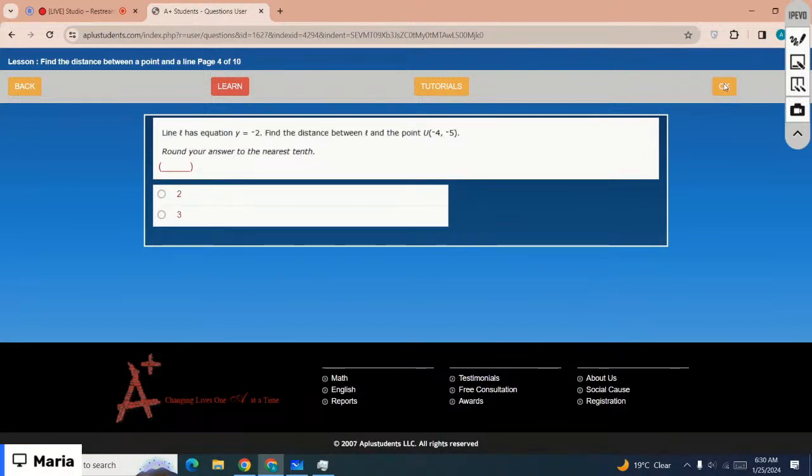Line L has an equation y equals negative 2. Find the distance between L and the point U, negative 4, negative 5. So what is the distance between the line and the point?